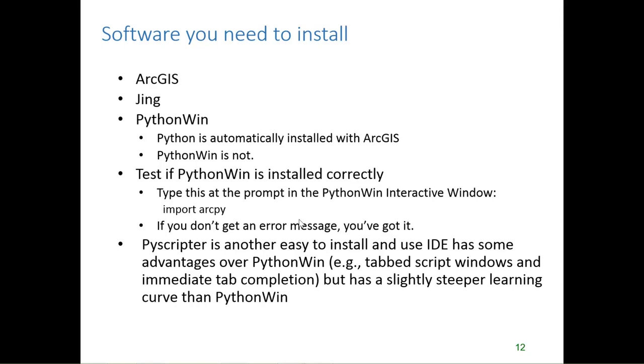Homework 1 walks through the installation process for PythonWin and PyScripter. Python itself is automatically installed when ArcGIS is installed, so do not install Python again. If your import ArcPy test fails in PythonWin or PyScripter, you probably installed them under another version of Python that your machine has, in a location that is not under the current active ArcGIS install.